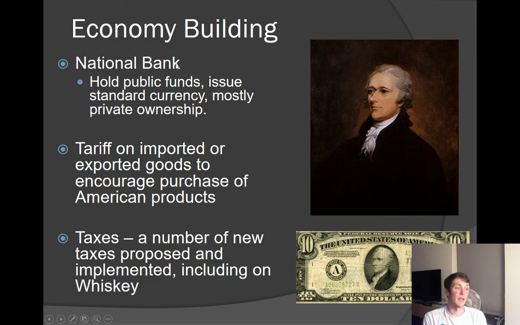And one of the parts of this economic plan is the creation of a national bank. The national bank is really going to hold public funds. It's going to issue a standard currency, but the difference is it's going to be mostly under private ownership. And that's going to be an area of contention as well, that national bank. People aren't going to like it particularly much.